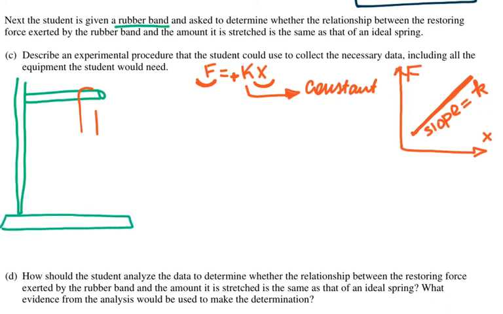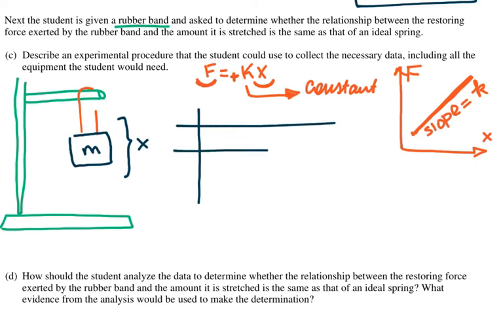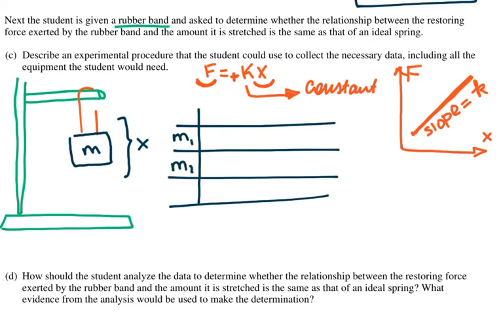Then I would have to attach some mass to the rubber band, and that rubber band is going to stretch some distance x. So I will need to do this for a few different cases, with different masses, m1, m2, m3, and I'm going to measure x, how much it's stretched, every single time. So for m1 there's going to be some number, m2 some number, m3 some number.